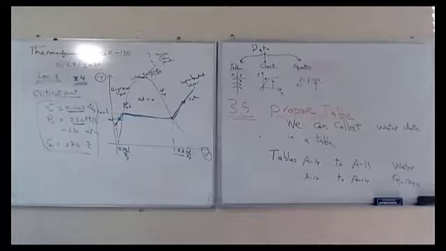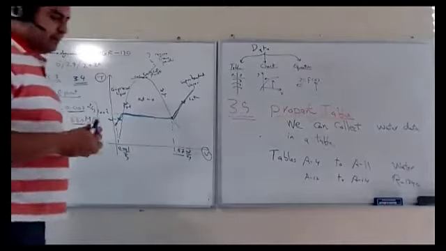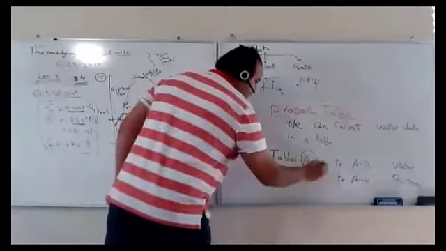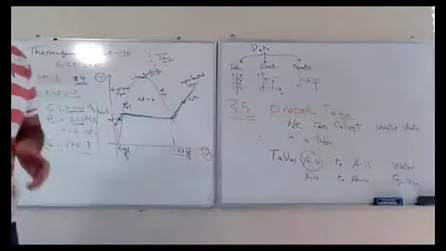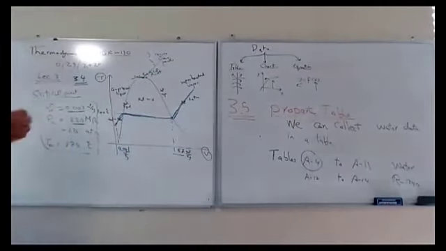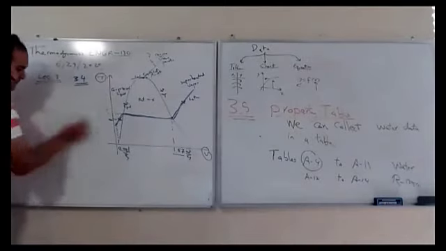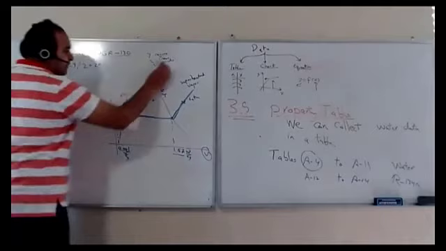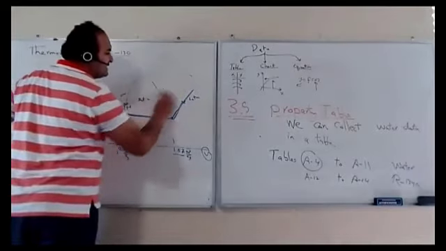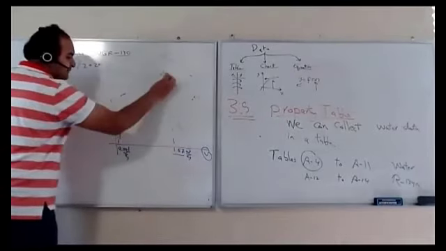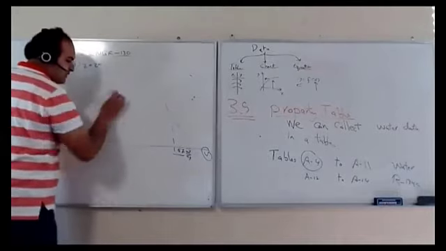So let's talk about the water now. For example, A4 and A5. Actually, A4 is the same as A5. I'm going to remove this. Now we are in 3.5. We're talking about the steam table. The steam table.